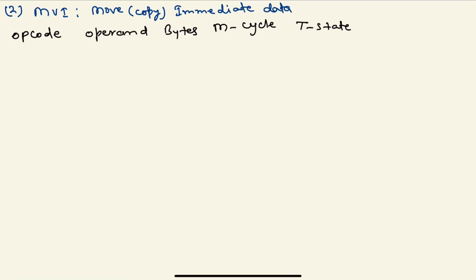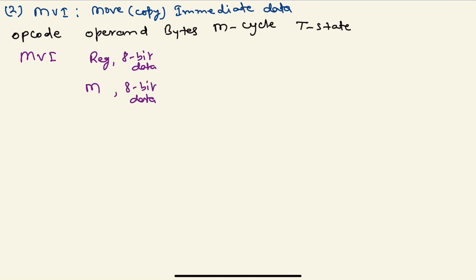So now the second instruction in this data transfer (copying) group of instructions is MVI. MVI means move or copy 8 bit of immediate data from source to destination. The destination might be a register or memory, but the source will always be 8 bit of data. So the opcode is MVI and the operand is register comma 8 bit data, or memory comma 8 bit data.